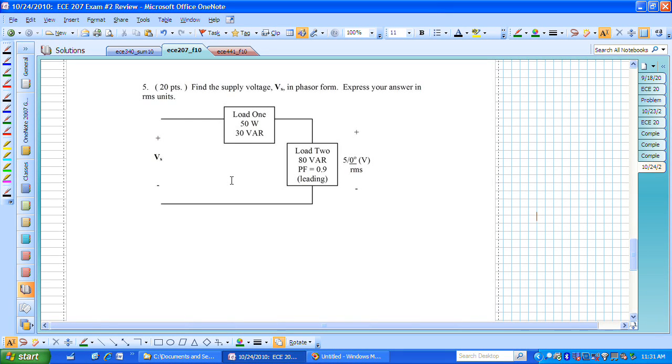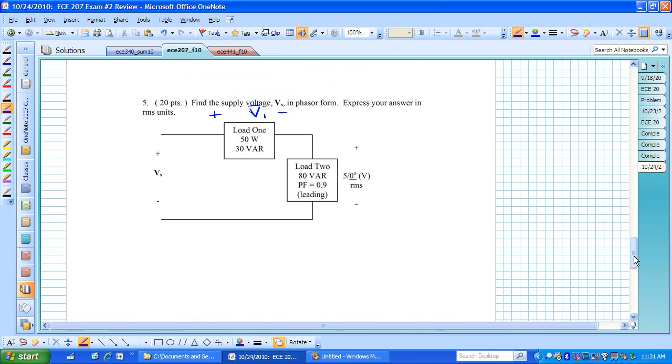I'm going to assume you've already watched the introductory piece of solving problem number 5 from this old exam. Our main point is that we want to find the phasor value of voltage V sub 1 across load 1. We can't find that unless we had the impedance or the current through that particular load. All we know is the complex power for load number 1.